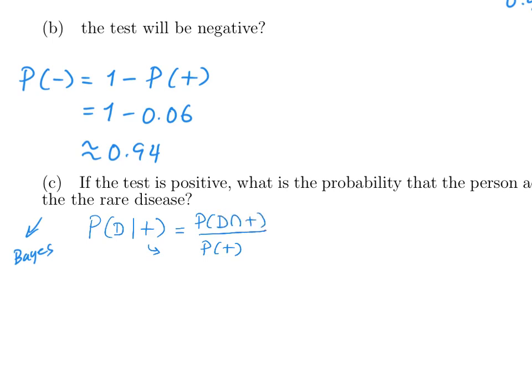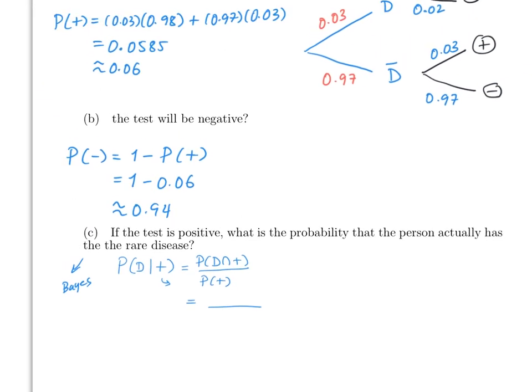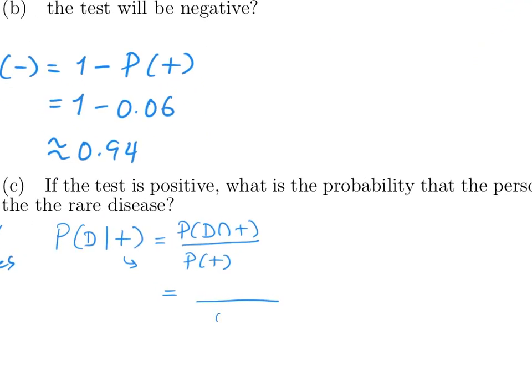So positive, remember, was 0.06, so this will be 0.06, and the disease was 0.03, positive was 0.98, this equals 0.49, which rounds to 0.50. That's it. I told you this was pretty simple.